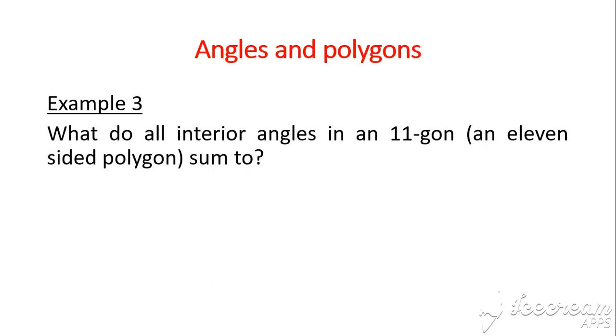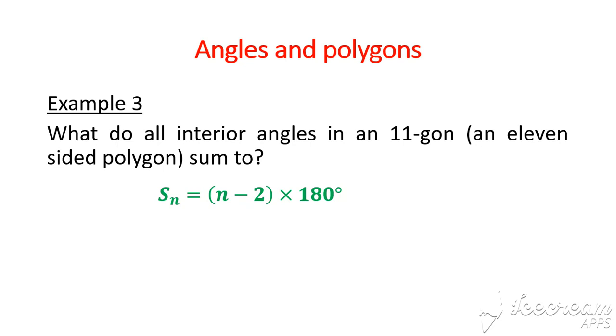Right, last example, example 3. What do all the interior angles in an 11-gon add up to? Now, 11-gon is just a short way to say an 11-sided polygon. Well, that's easy. We're going to use the rule once more. S of n is equal to, in brackets, n minus 2 times 180 degrees.